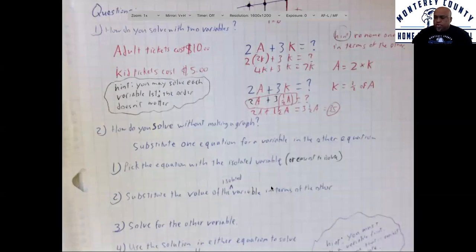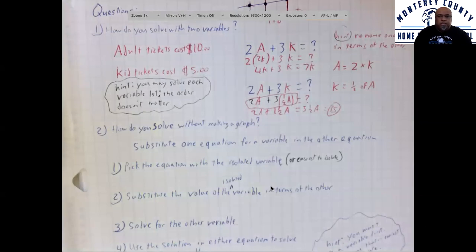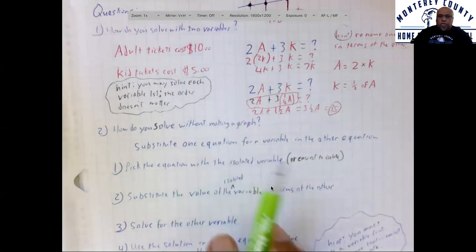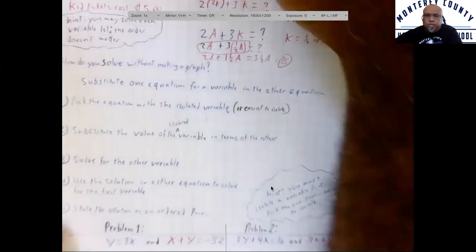So the second question is, how do you solve without making a graph? You may remember in the last lesson, it was like, oh, this is nice. All I have to do is make a picture. And after you make like 20 pictures and 20 graphs and use up all your graph paper, you're tired of making pictures. It would just be kind of nice to have a mathematic way of solving this. Easy. The steps are to substitute one equation for a variable in the other equation. So I'm going to quickly read through the steps, but then I'm going to go over them as we're going to actually solve some equations here.